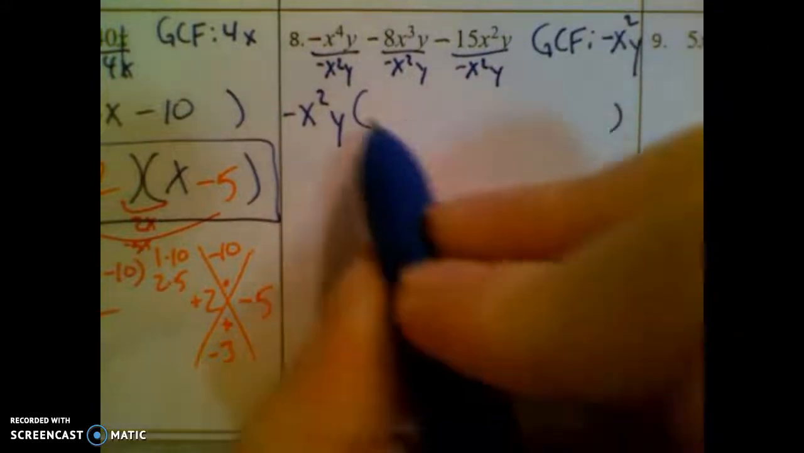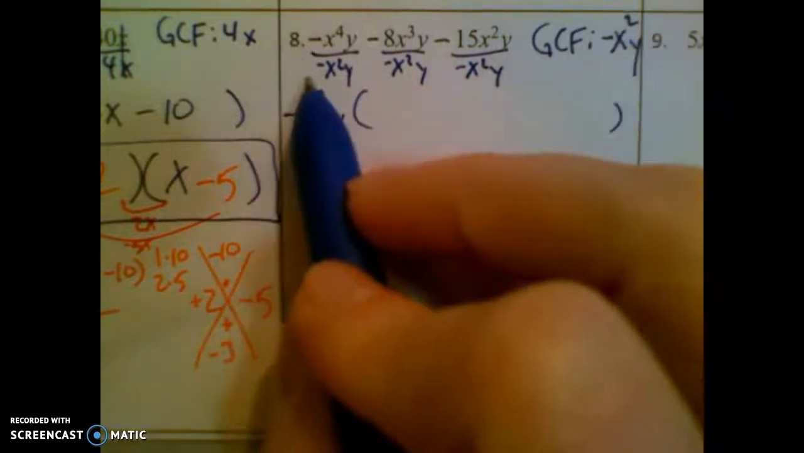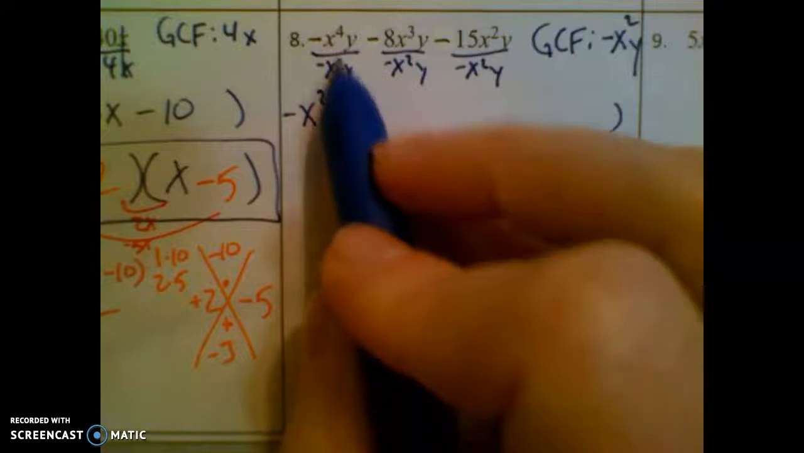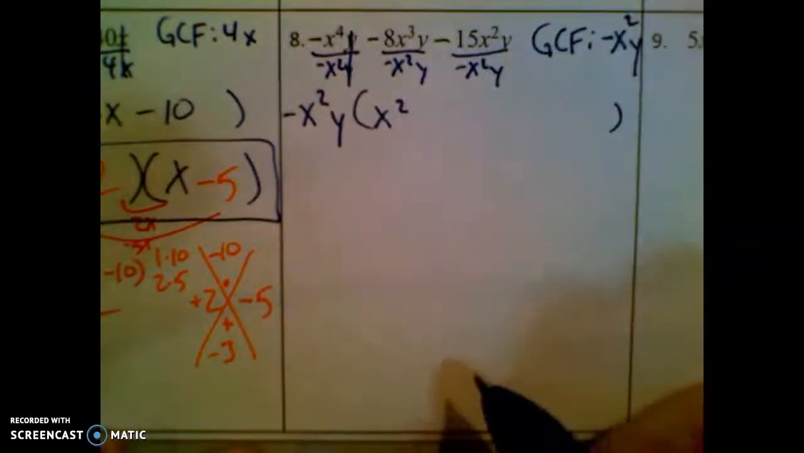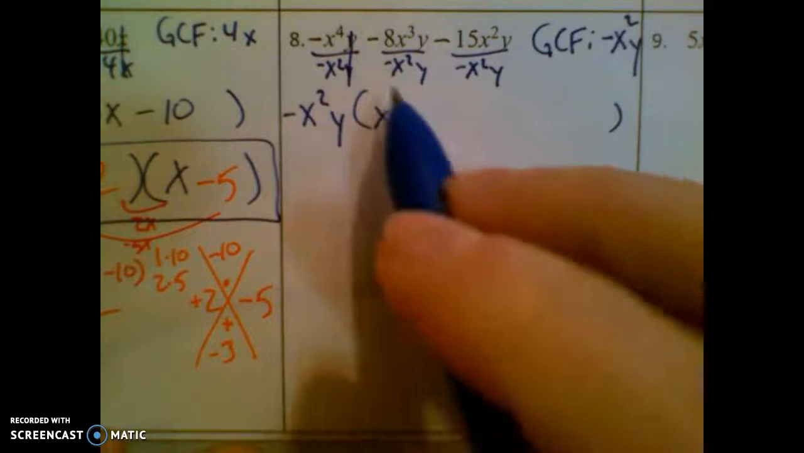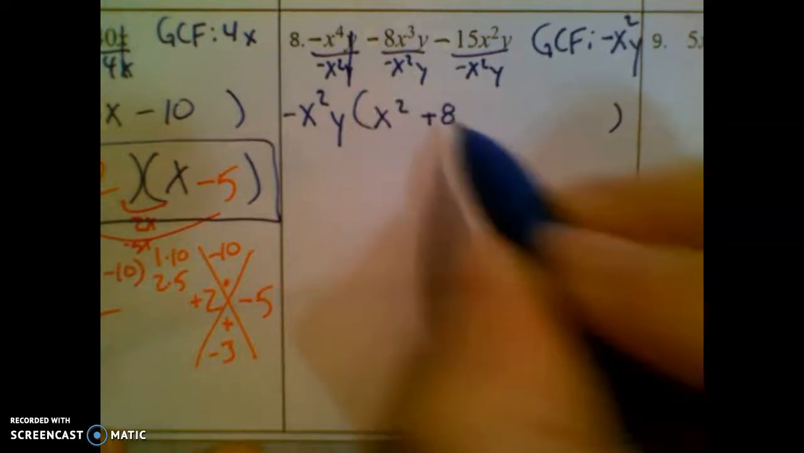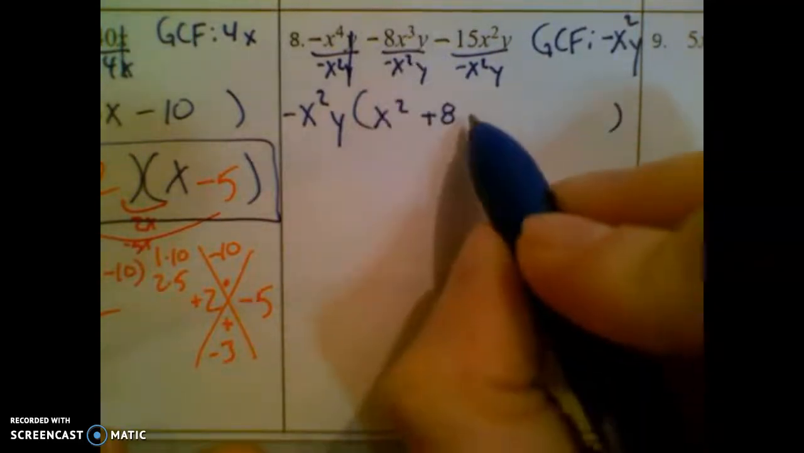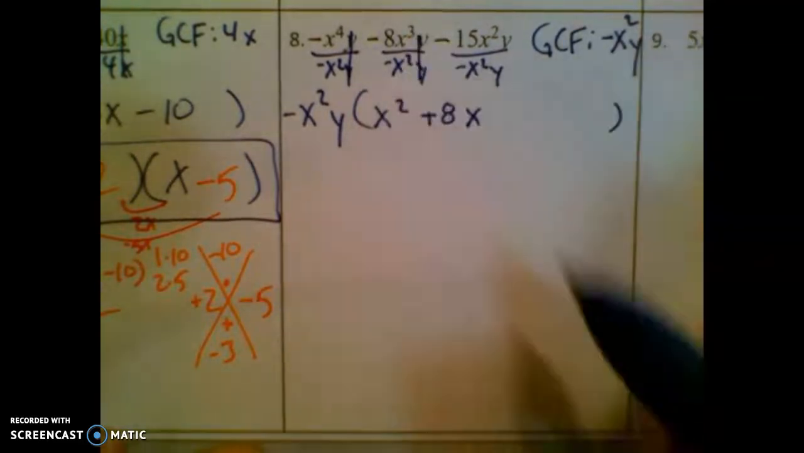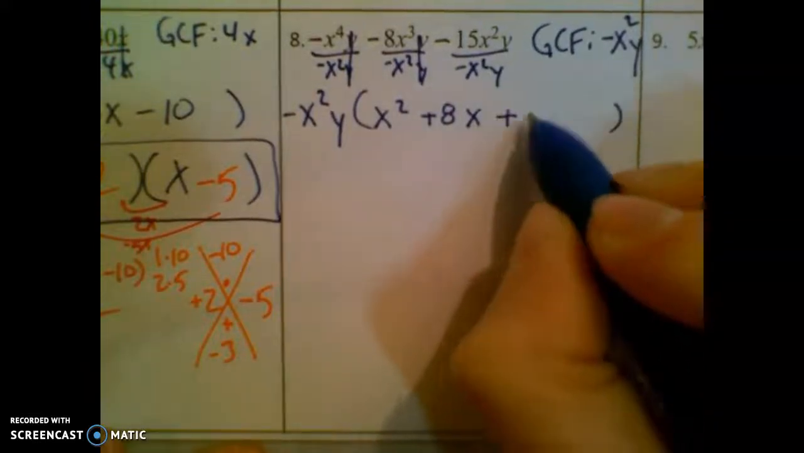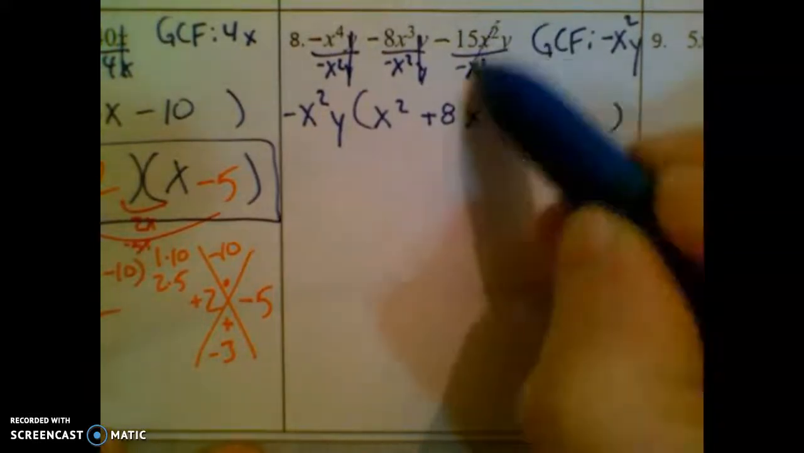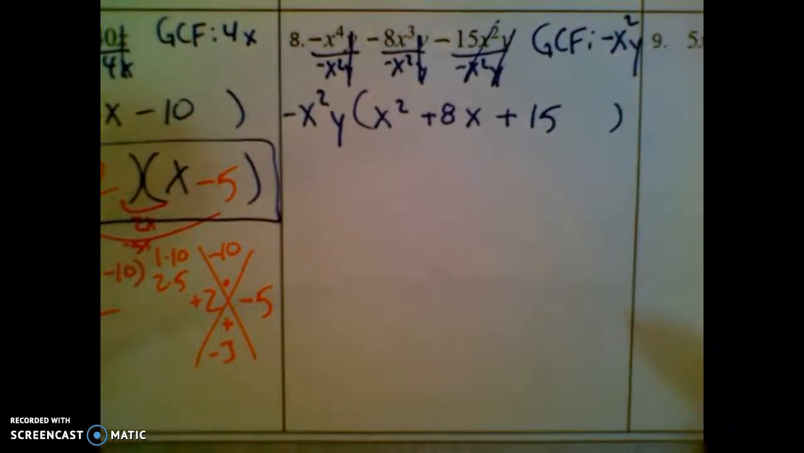All right. When you divide here, negative and negative cancel. X to the 4th divided by x squared, you're taking away 2 x's, leaving 2 x's, and the y's cancel. Negative 8 divided by negative 1 is a positive 8. 3 x's take away 2 x's is 1x, and the y's cancel. Negative 15 divided by negative 1 is a positive 15. The x squareds cancel, and the y's also cancel.